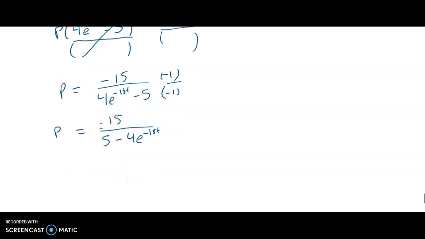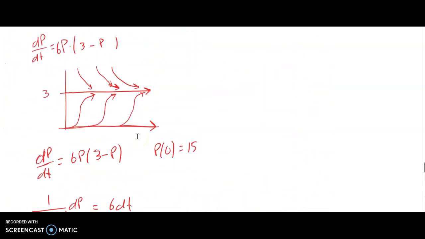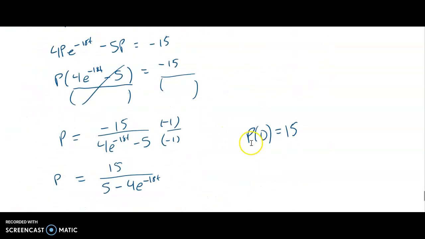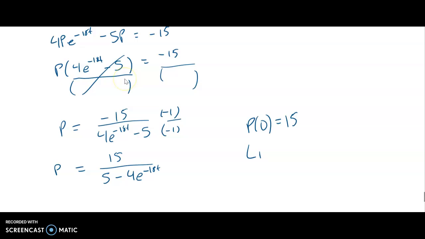So let's take a moment now to look at this equation and see why it makes sense. And I'm also going to give you a couple alternative ways to write this thing. So first off, if you remember from the top, we knew that P of 0 was equal to 15. If we go back up to the top again, we can also look at this graph and we say, oh, the carrying capacity was supposed to be 3. So we should get that the limit as t goes to infinity of P of t is equal to the carrying capacity, which is 3.